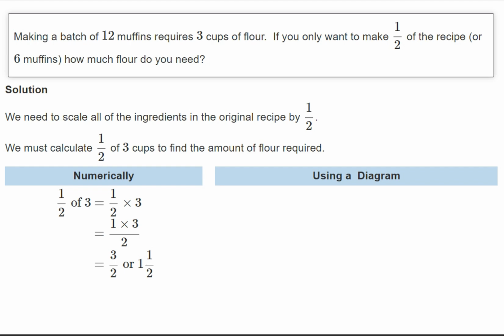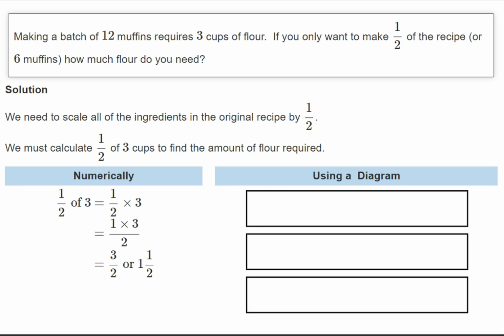But let's not forget that we can also solve these types of problems using diagrams. And this is the strategy we would have used before we knew how to multiply a fraction and a whole number. We can use a rectangle to represent 1 cup of flour. So to represent 3 cups of flour, we would use 3 rectangles.